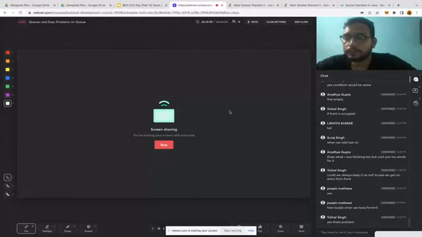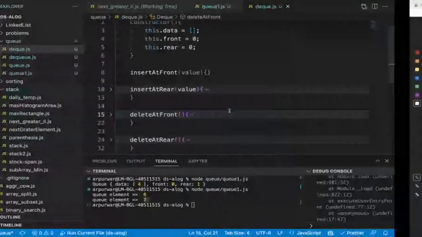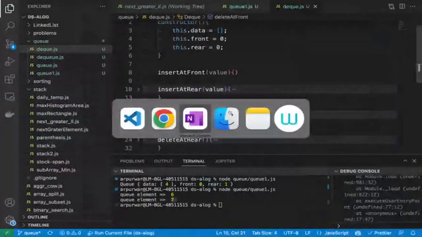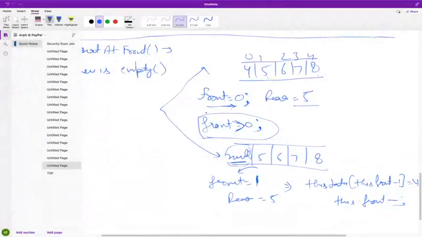Yeah, that could be the problem. That's why we need to check for 2 scenarios. When our front is 0, it means nothing, no, we do not have any prior space in this thing.